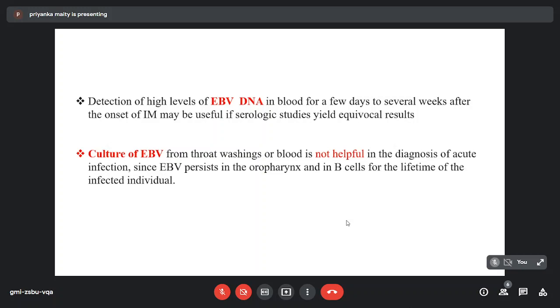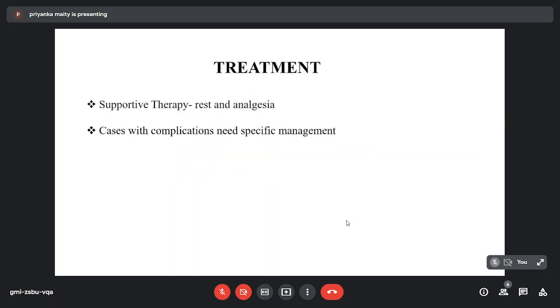Detection of high levels of EBV DNA in blood for a few days to several weeks after the onset of IM may be useful if serologic studies yield equivocal results. Culture of EBV from throat washings or blood is helpful in the diagnosis of acute infection, since EBV persists in the oropharynx and in B cells for the lifetime of the infected individual. Treatment consists of supportive therapy, rest, and analgesia. Cases with complications need specific management.